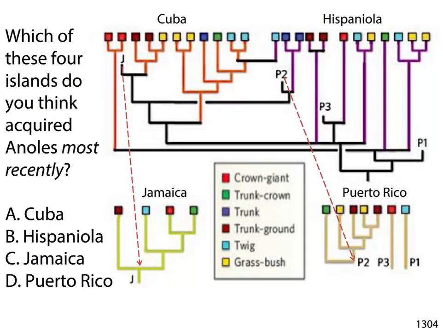Hopefully that makes sense. So the answer is C, because again, the y-axis represents time, and the x-axis represents space, geographic space, and populations. And so Jamaica, because it was the one that came about the most recently, because the oldest is at the bottom and the newest is towards the top, that's why the answer to this is C.